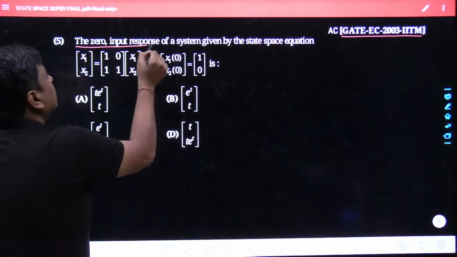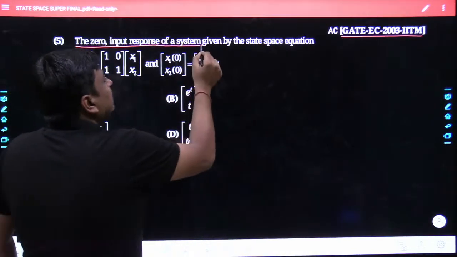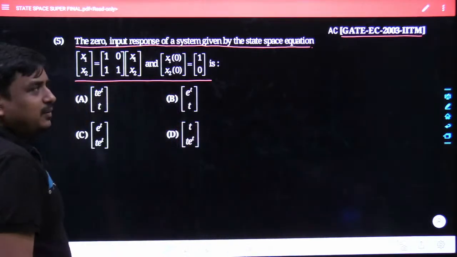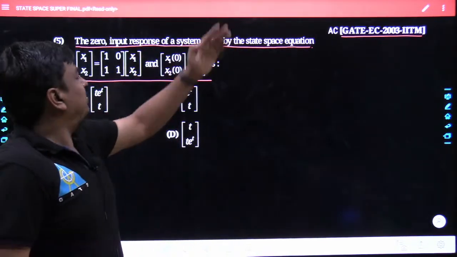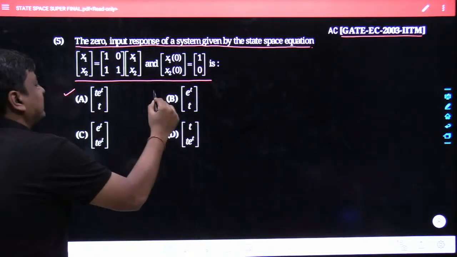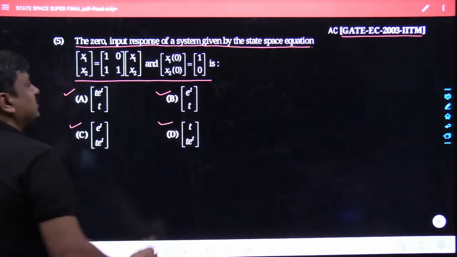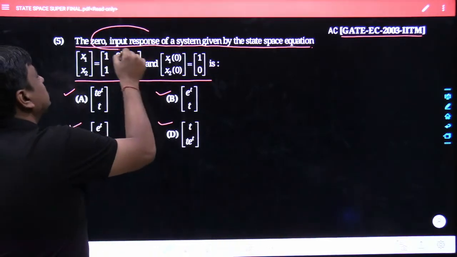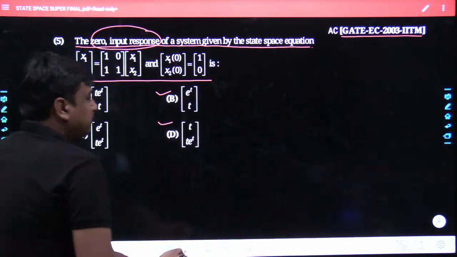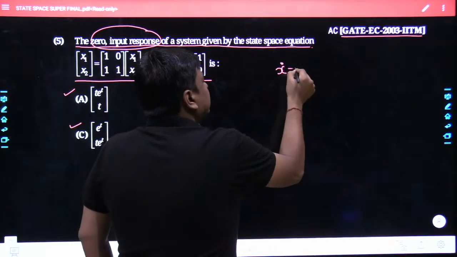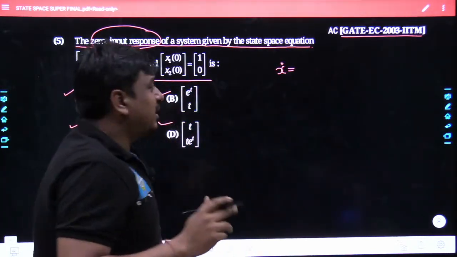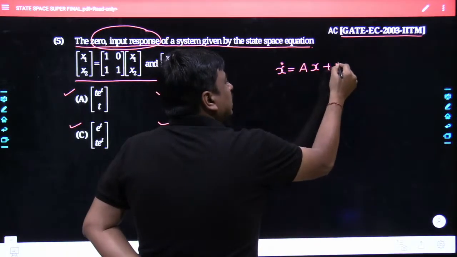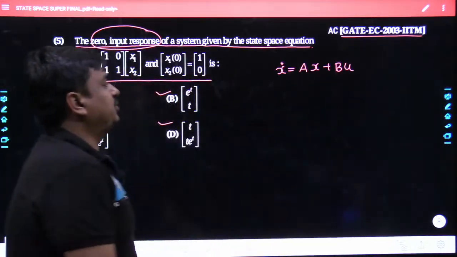The zero input response of a system given by the state space equation. Here the data are being given. Then the state space equations are to be extracted from the above given equations. May I know what it means by the zero input response? If you refer back to the state equation, the derivatives of these states were dependent on the state variables themselves and the physical input u itself.